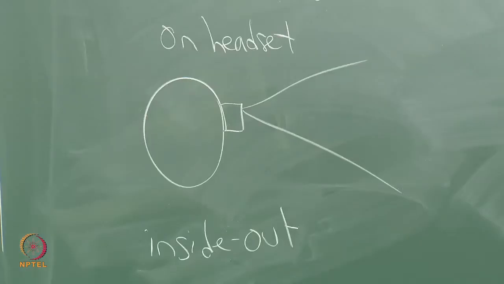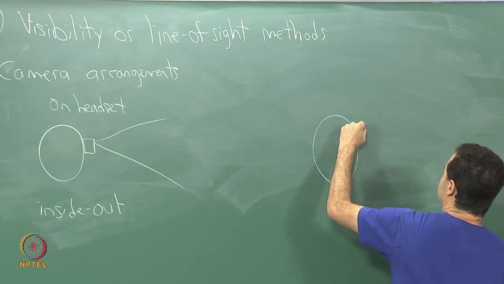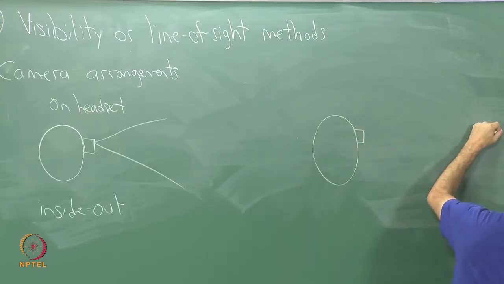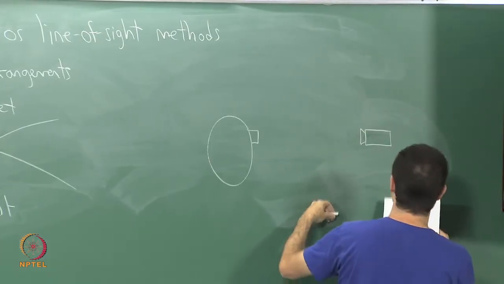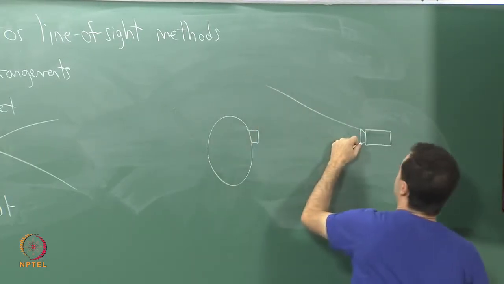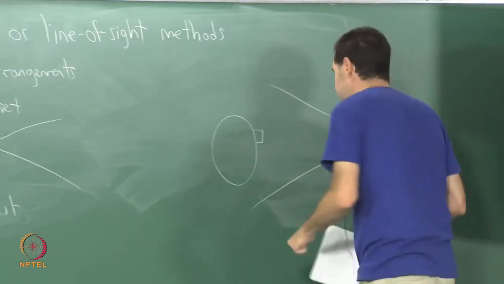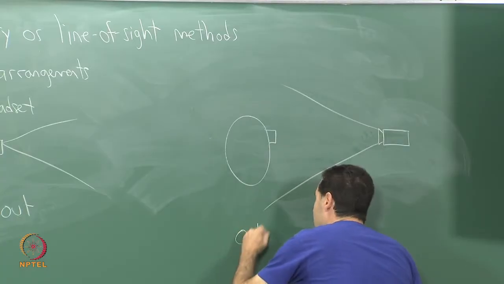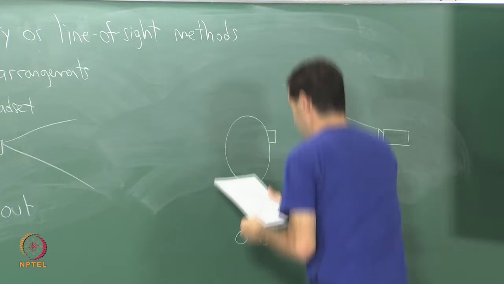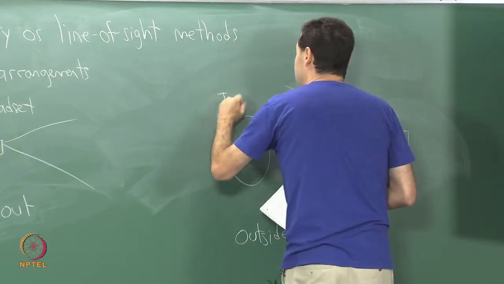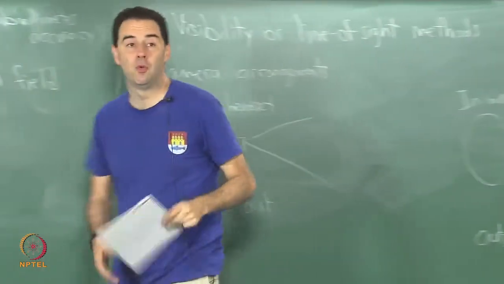And the other case, you have the person again wearing the headset, and you have the camera out here. This is what you have in the lab on the Oculus Rift DK2s. The camera is facing the user, and this is referred to as outside-in, or I would put over here, in-world camera. So either the camera's on the headset or the camera's in the world.